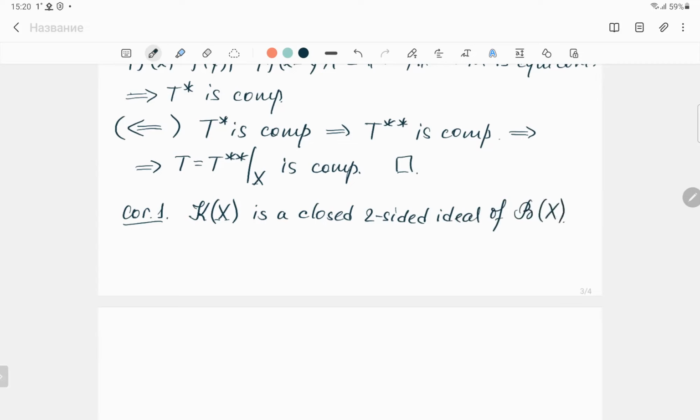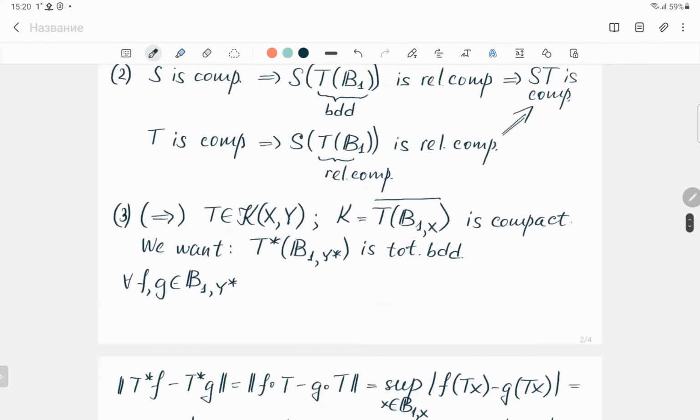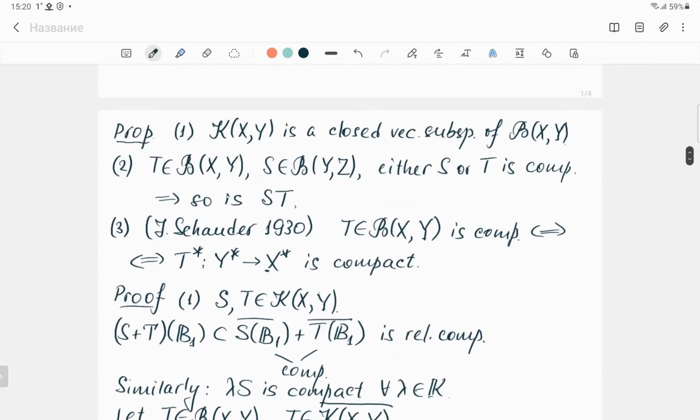Well, it's a closed vector subspace by property 1 from the previous proposition. And it's an ideal by property 2. It's a two-sided ideal by property 2. So the composition of a compact operator with a bounded operator is compact.